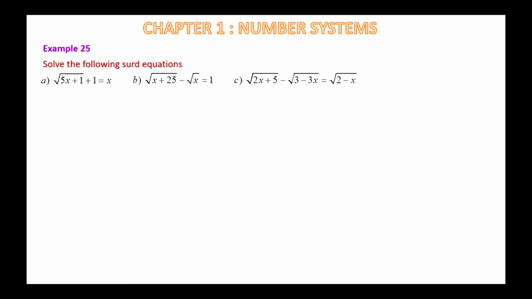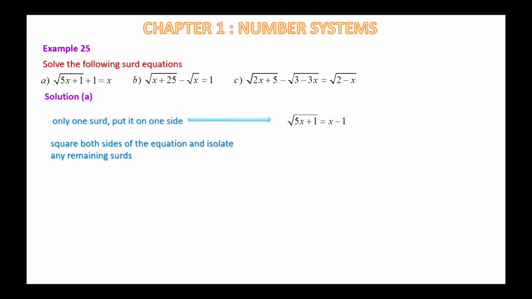Example 25. Solve the following surd equations. The solution A. Only one surd, put it on one side. So root 5x plus 1 equals x minus 1. Square both sides of the equation and isolate any remaining surds.